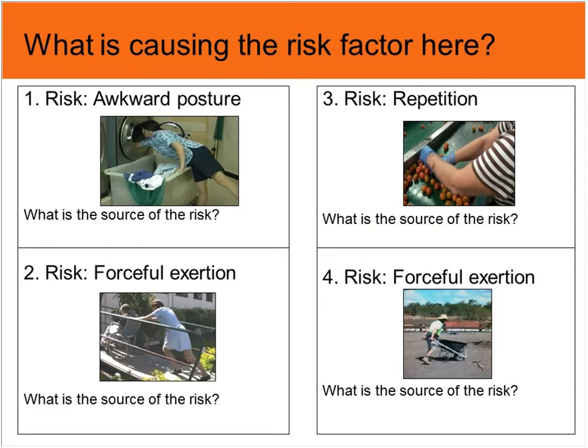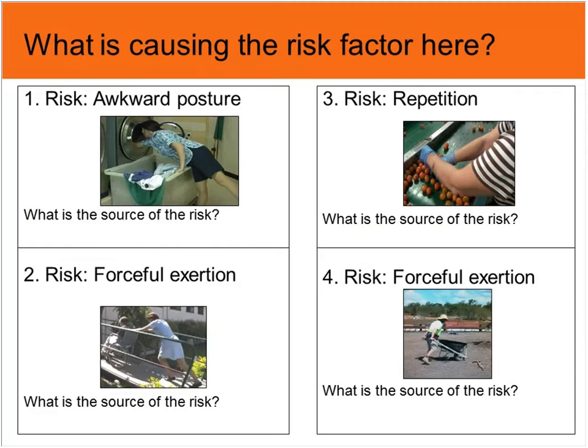Now I just want you to have a look at the four manual tasks that are pictured on the screen. And we've already identified the risk factor in the task for you. But I want you to think about what is causing that risk factor. So for example, number one, we can see the worker is leaning over a linen tub, and we can see that's quite an awkward posture that she's in. So what is the source of risk? So what is causing her awkward posture? So it's the design or the layout of the work area. So it's because of the way she's got the tub set up in front of the machine and she has to reach over. Okay, so it's the way she's got her work area laid out.